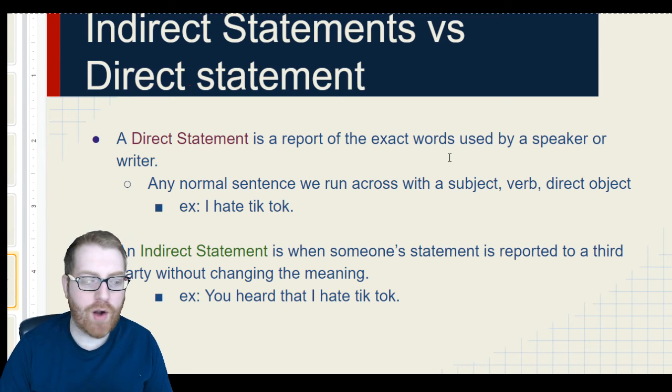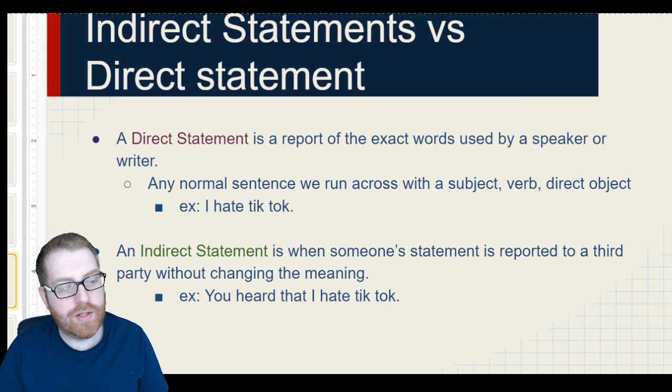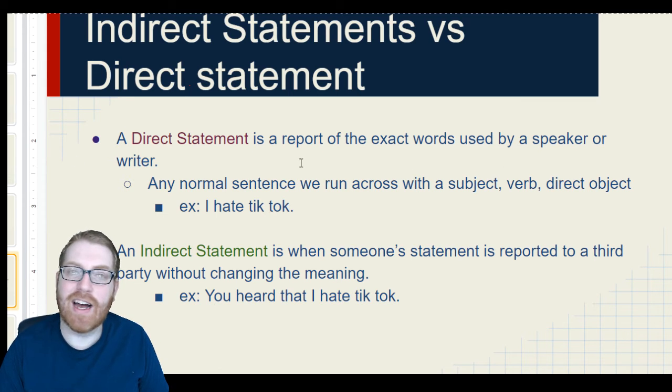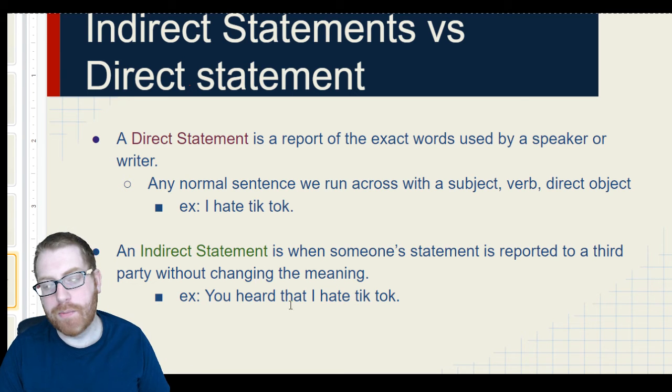Any normal sentence we run across so far with a subject, verb, direct object has been a direct statement. Here's a direct statement. You all know, this one goes out to you, Marinos. I hate TikTok. That's a direct statement. An indirect statement, again, is if that's being reported to somebody: you heard that I hate TikTok. I didn't tell you, but you heard it from somebody else.